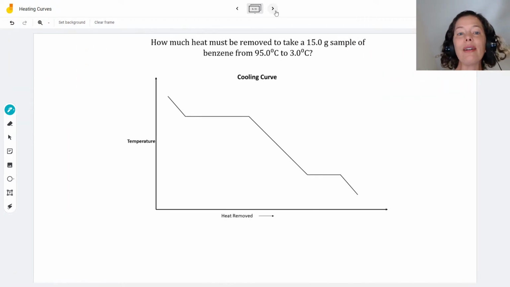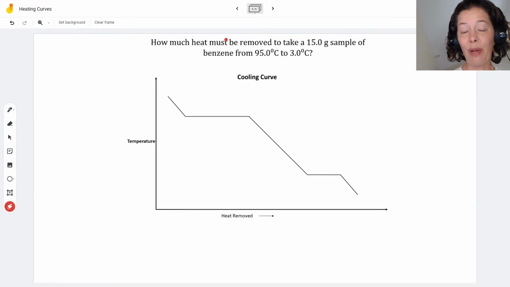Okay, so here is our next problem. Now we are doing what is called a cooling curve. It's the same thing. We're just doing the reverse process. So the question is, how much heat do we have to remove? We still have a 15 gram sample, but now we're dealing with benzene. We're going from 95 to 3 degrees Celsius.